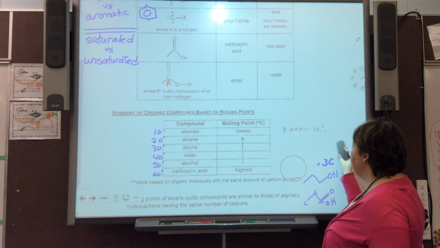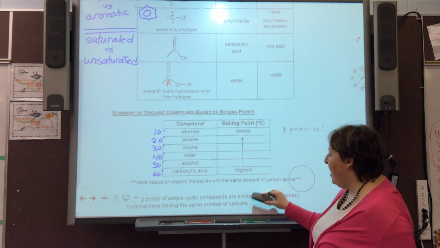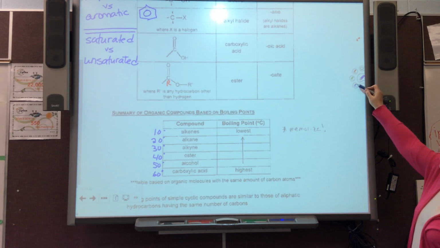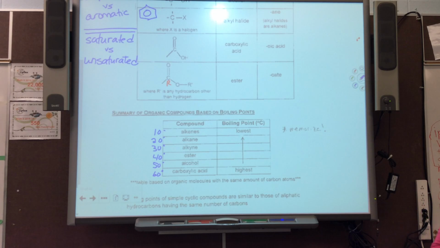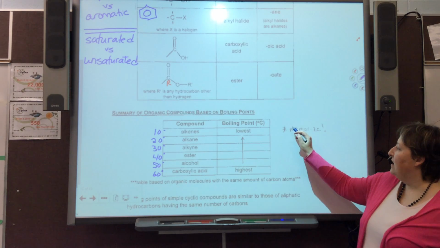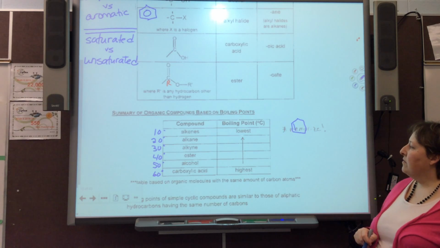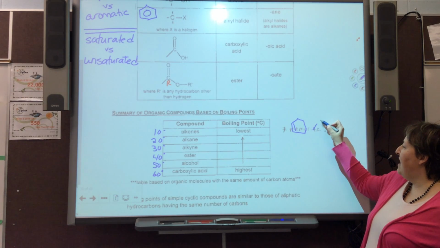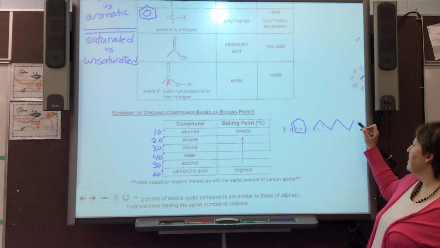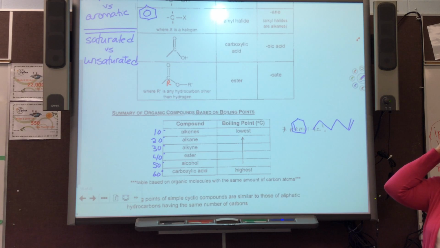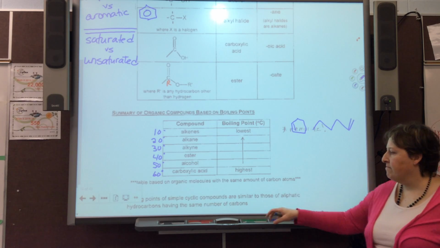The other thing to note is that boiling points of cyclic hydrocarbons are similar to those of aliphatic hydrocarbons if you have the same number of carbons. So if this was a cycle like this, it would have the same boiling point as that. So the cyclic compounds are the same as their aliphatic compounds. Okay?